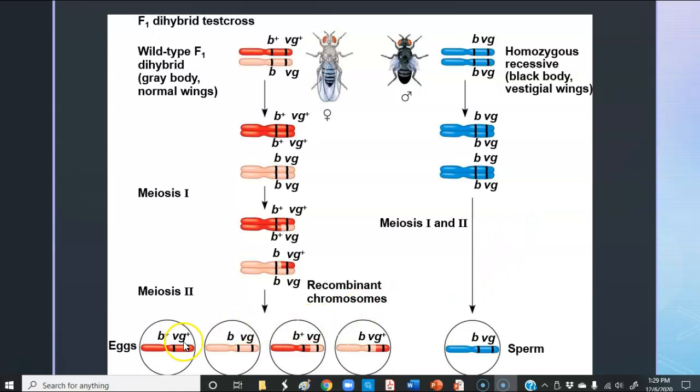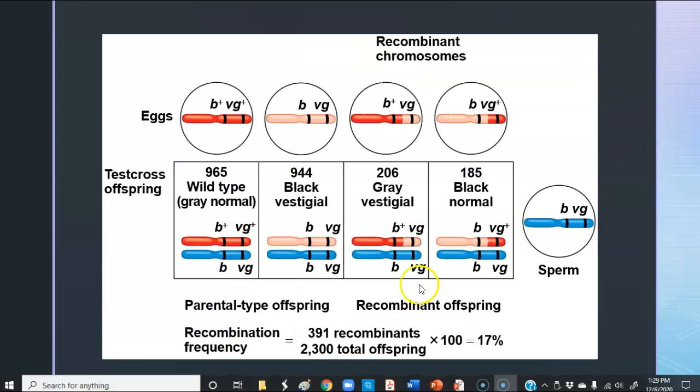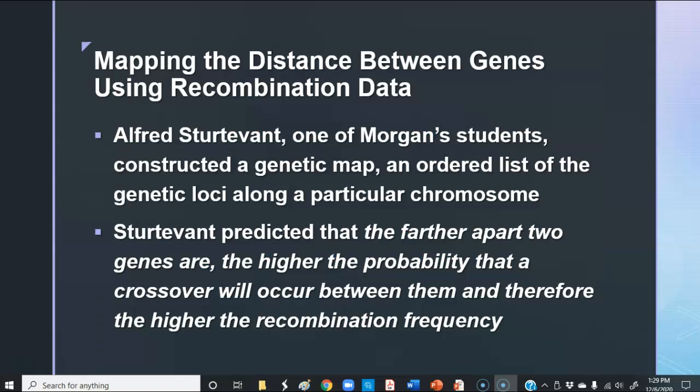Okay, and so what he found was that in the female, sometimes you got the recombinant chromosomes as well, and that ended up with different results in the offspring. So here he had the parental type offspring, and then we had the recombinant offspring, and so he was able to calculate something called a recombination frequency. You can figure out how often the crossing over occurs, and that's an indication of how close together or far apart the genes are on the same chromosome.